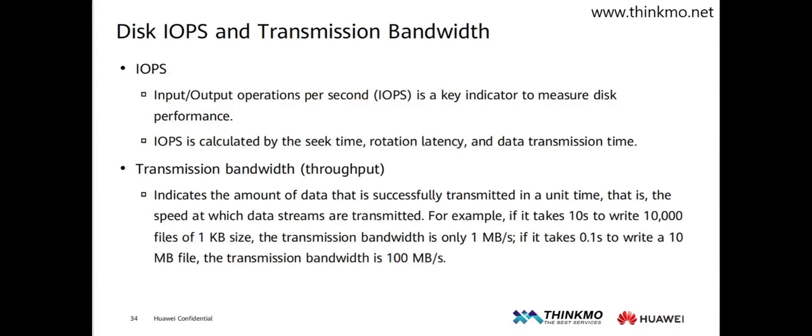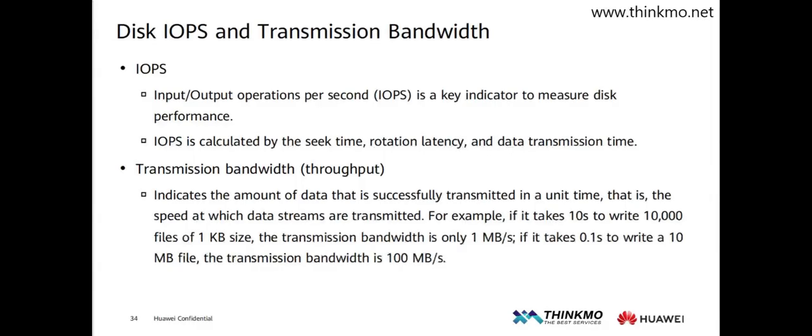Now regarding the calculation method. First of all, let's assume, for example, I write 10,000 1 KB files and it takes 10 seconds. So the total amount I write, 10,000 1 KB files, is equivalent to 10,000 KB, which converts to about 10 megabytes, because 1 megabyte equals 1024 KB. Here we can simplify the calculation. For example, 10,000 KB is roughly equal to 10 megabytes. At this point, our transmission bandwidth can reach 1 MB/s.